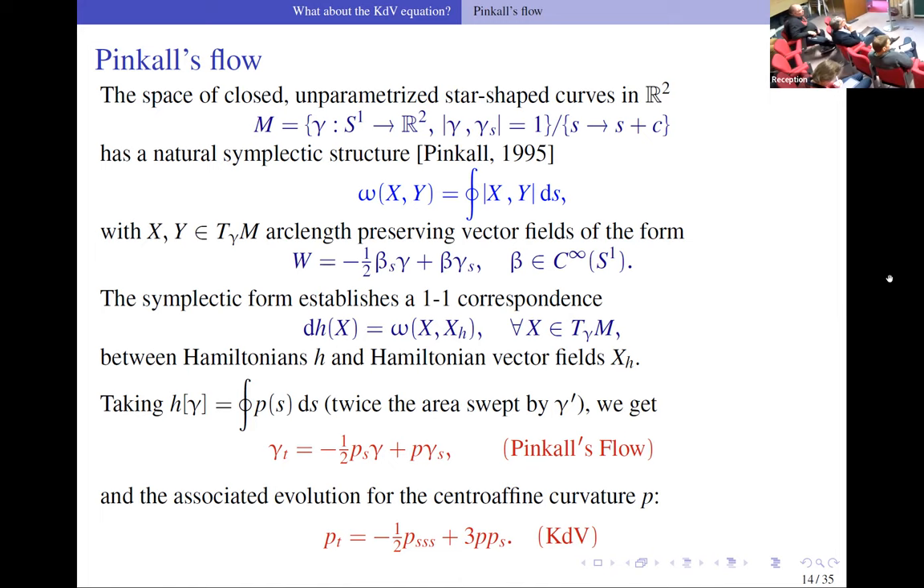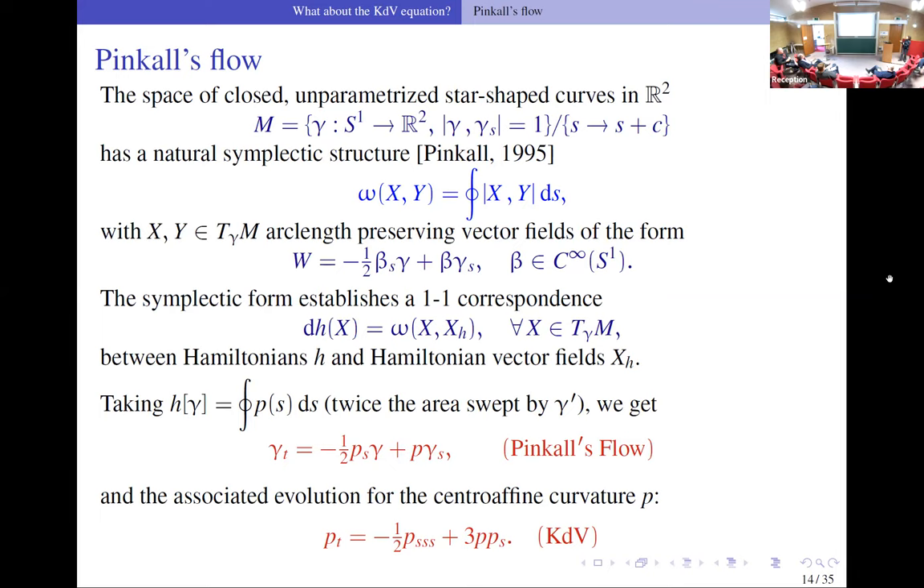And he noticed that if you take the area form of two arc-length preserving vector fields along the curve, so you imagine your manifold is the space of curves, each point on the manifold is a curve, and you're going to try to create an evolution on this space by defining a velocity field for each curve. Those are vector fields on your manifold, elements, if you wish, of the tangent space. So the integrated area form turns out to be a symplectic structure.